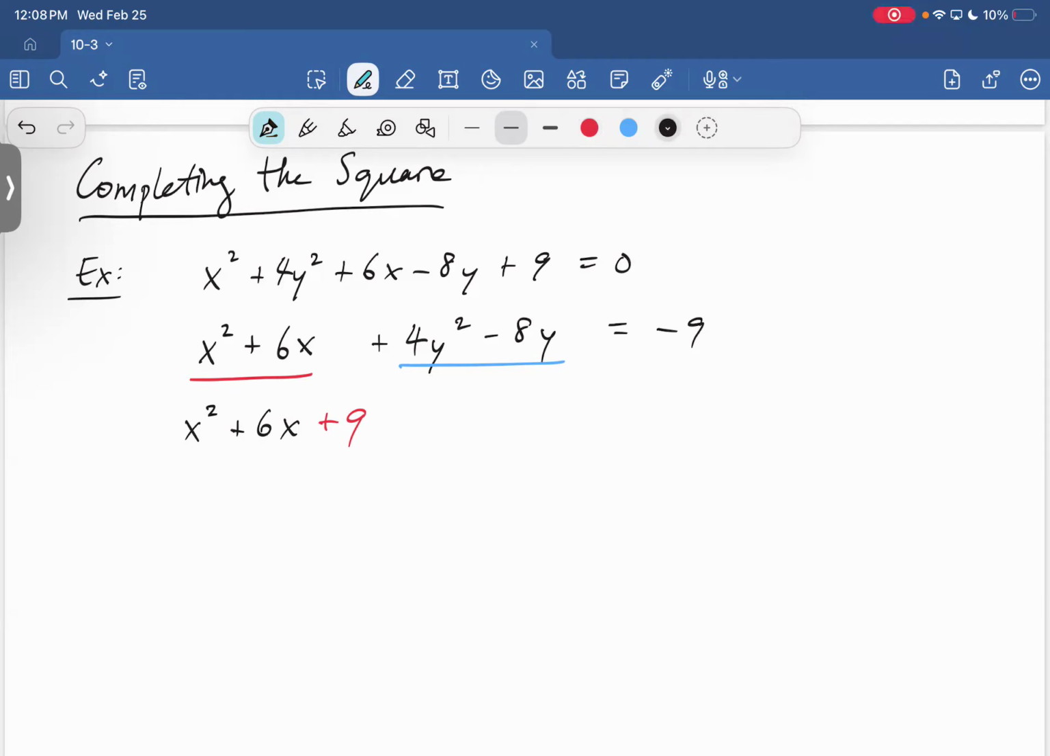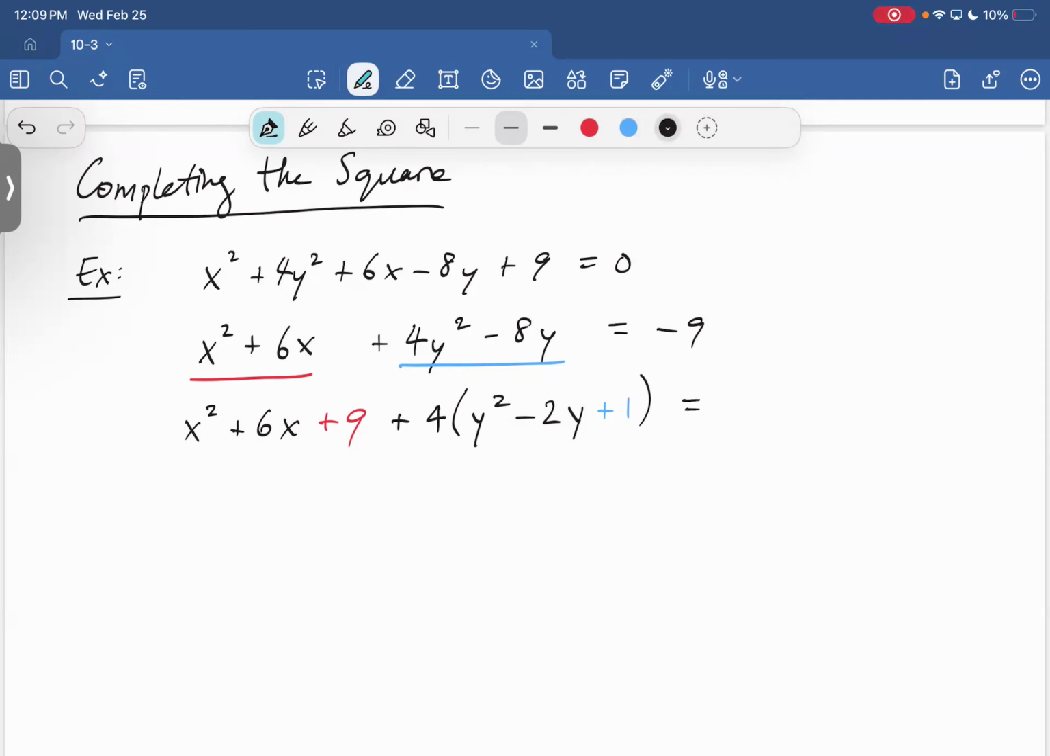However, for the 4y squared, I'm going to have to first factor. So I'm going to factor out of 4, and then I'm going to be left with y squared minus 2y. So what do I add to complete the square for y squared minus 2y? 1, very good. That's negative 2 divided by 2, which is negative 1 in the square, so it's 1. So I add 1.